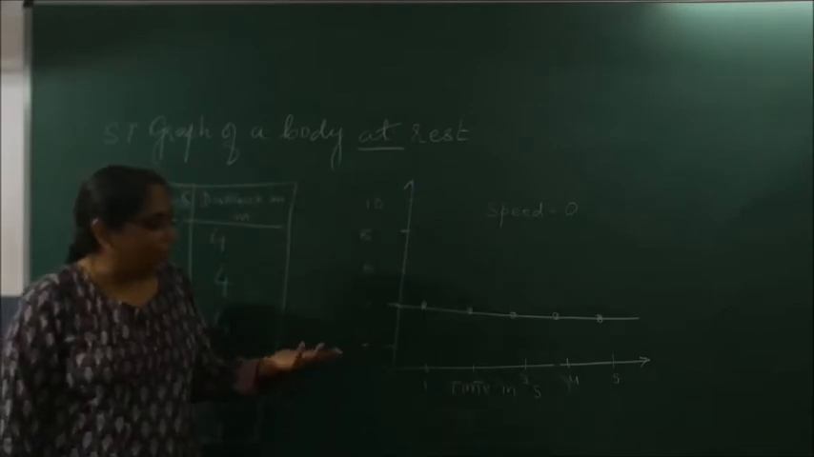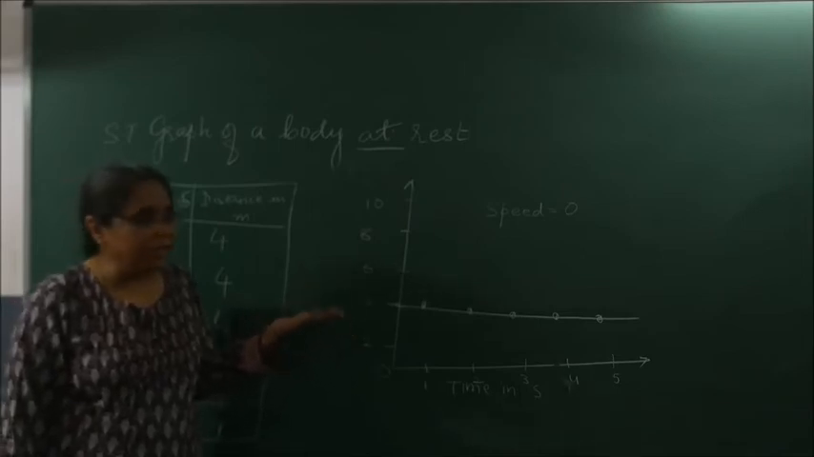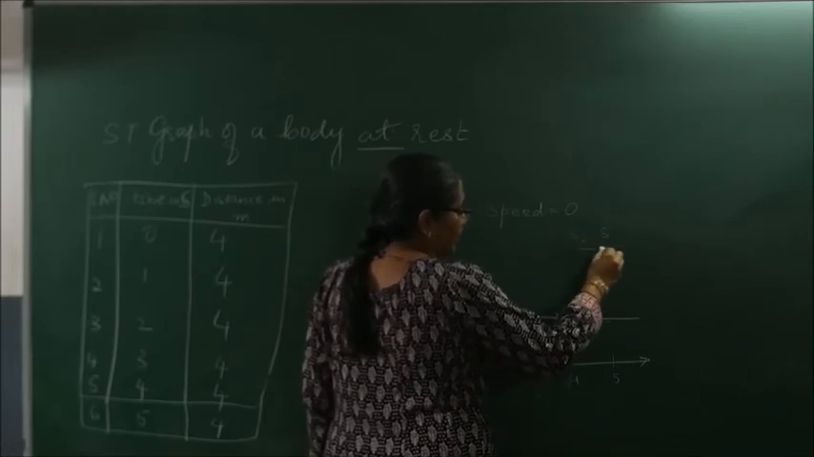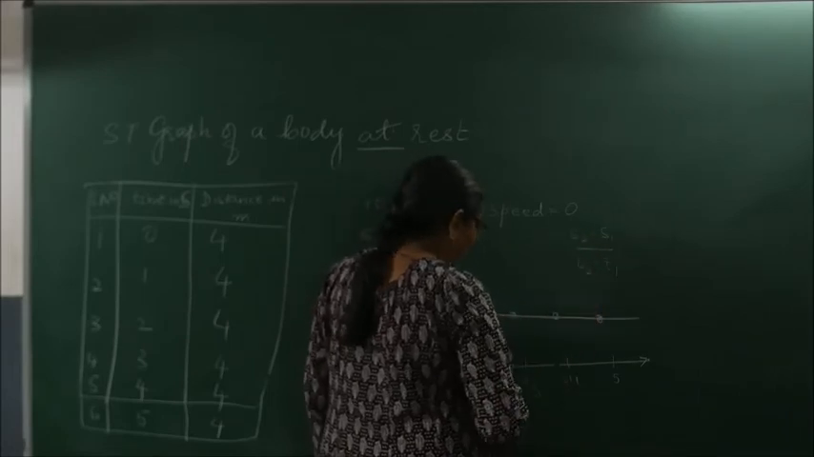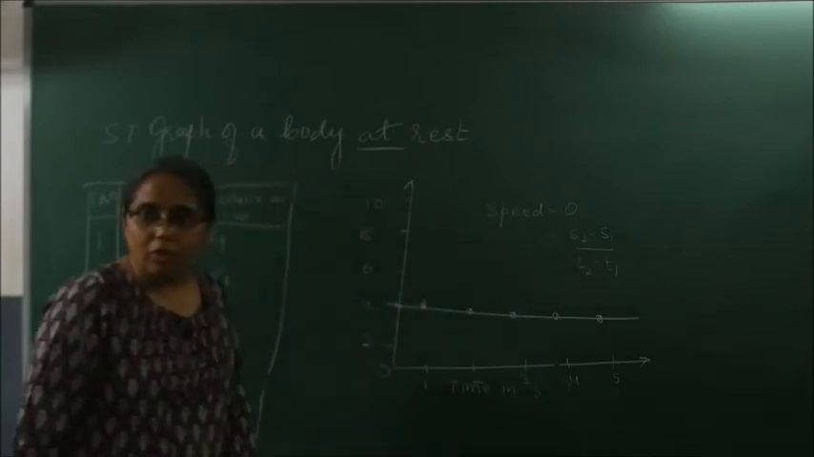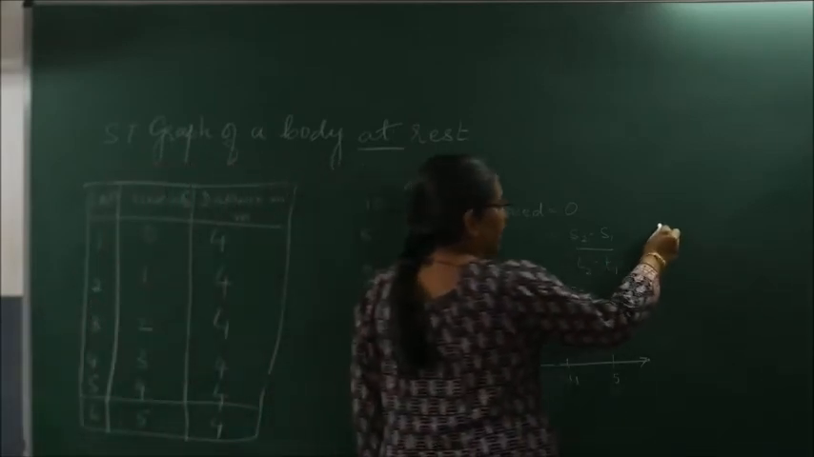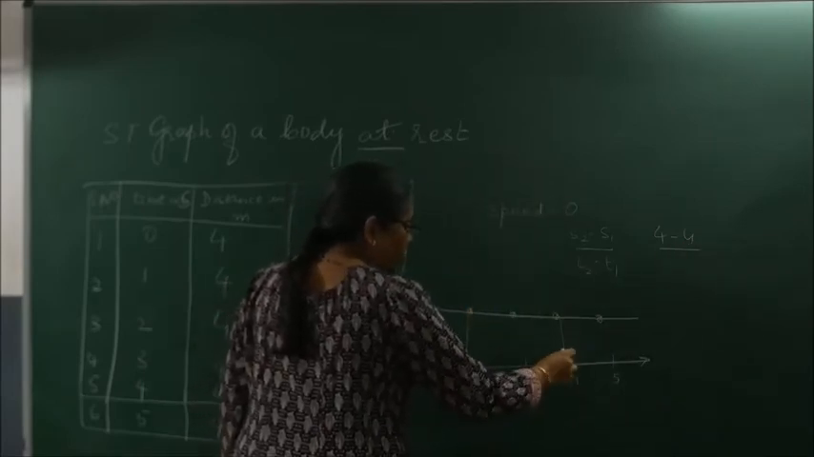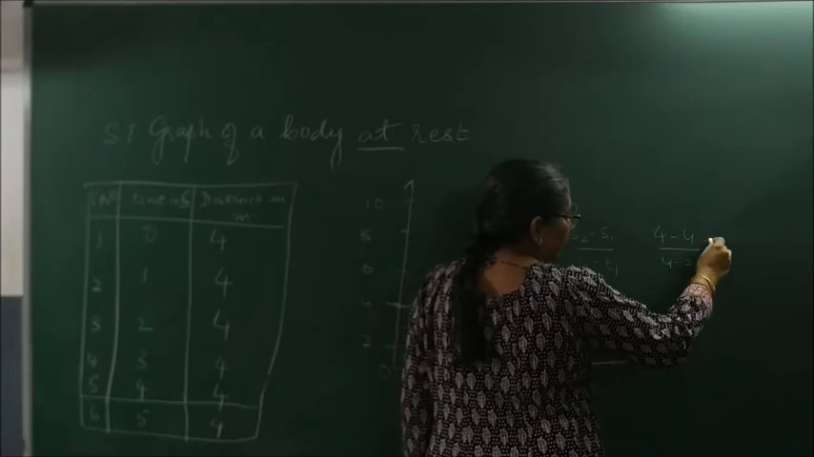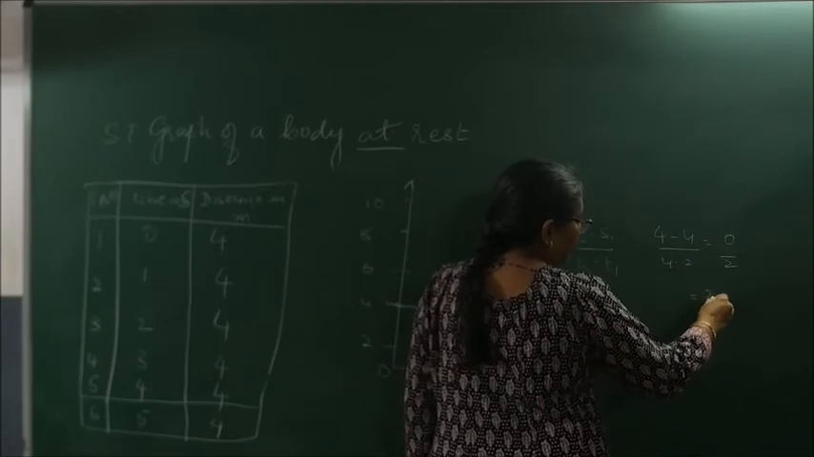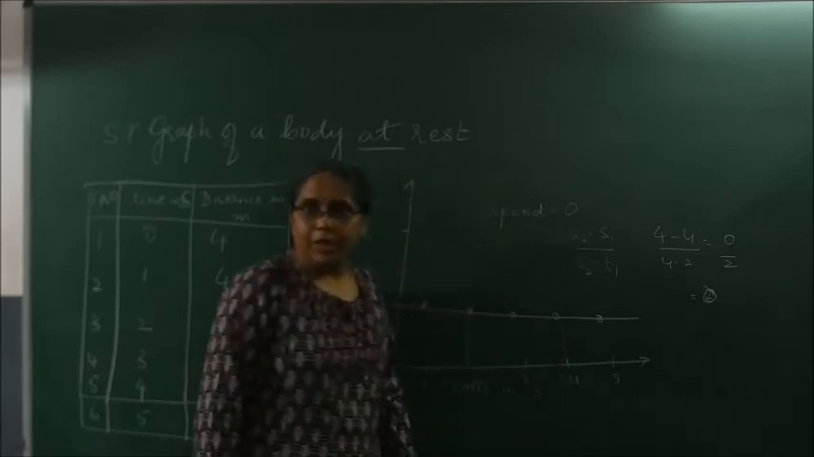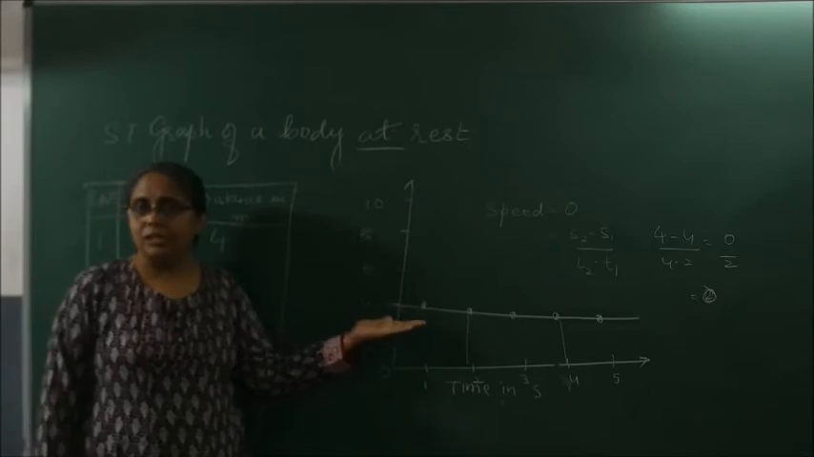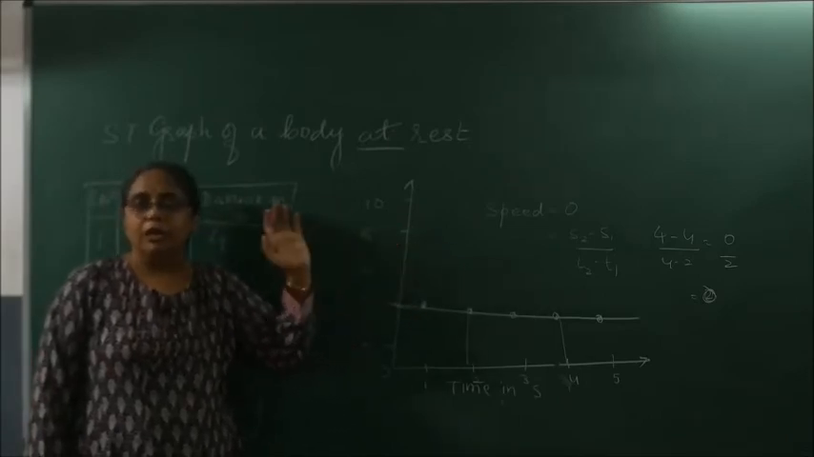Or if I say I need to find out the speed, what is speed? Distance by time. So S2 minus S1 by T2 minus T1. S2 and S1 both are what? 4. So 4 minus 4, suppose I take it between 2 and 4. So 4 minus 2, which will be what? 0 by 2, which will be equal to what? 0.